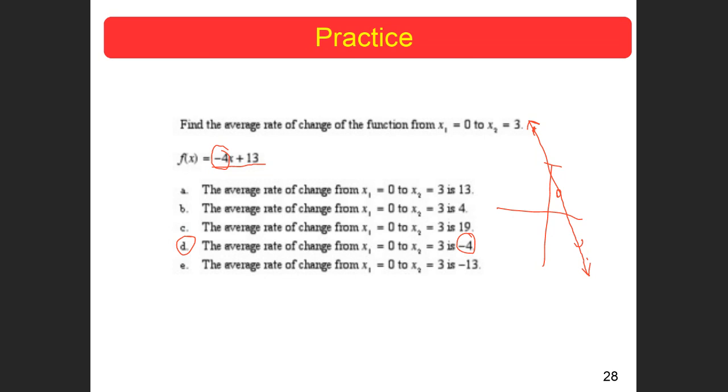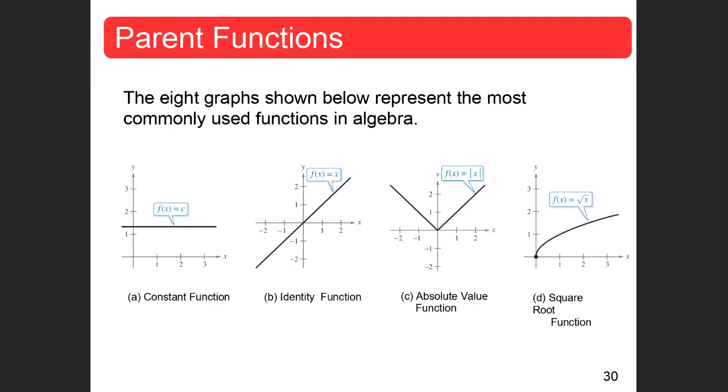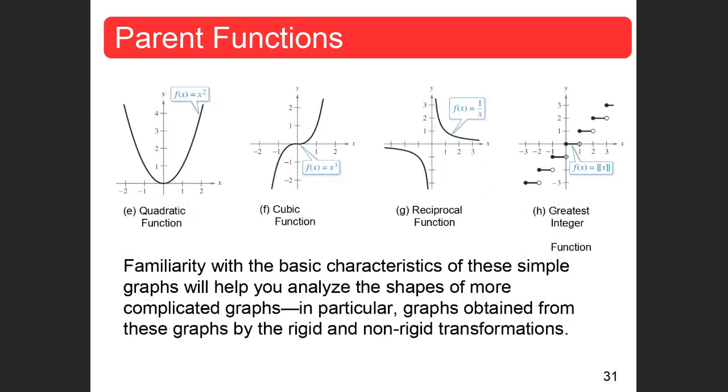In the near future, we're going to be graphing, and we're going to be doing a lot of transformations of graphs. So what we need to know is the parent graphs. So this is a constant graph. It's always a horizontal line. If we have f of x equals x, this is what we call the identity function. Absolute value, this is the parent function. Square root function. We also have the quadratic function. This is the parent function.